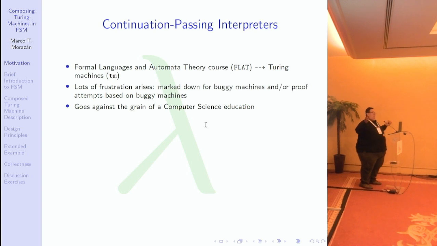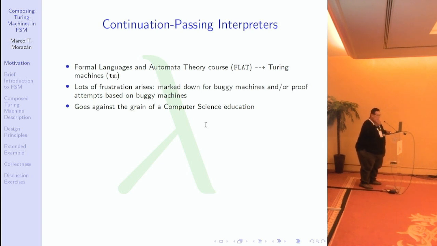When you teach a formal languages course, you talk about all kinds of state machines, and eventually that leads to Turing machines. But in a pencil and paper course, students get frustrated because they get marked down for buggy machines, and for proofs based on buggy machines. This goes against their computer science education, because they're trained to implement, to run programs, to write unit tests, in other words, to get immediate feedback on their designs. So what can we do?